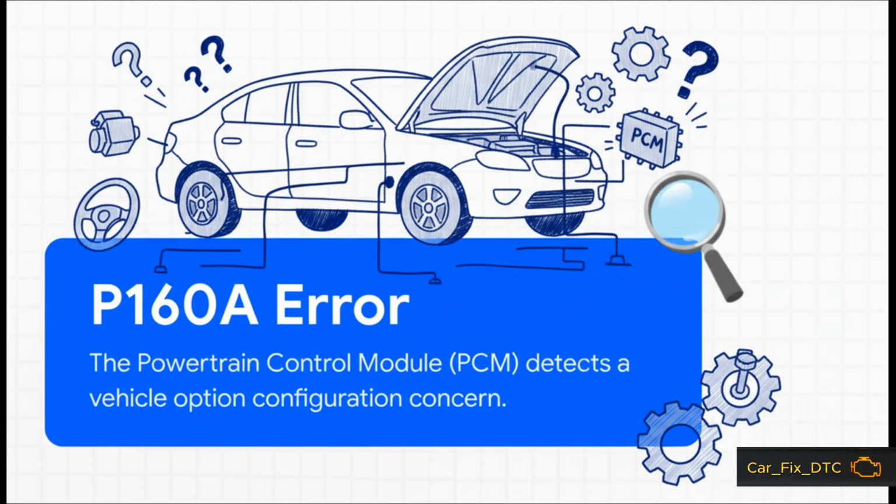The P160A code means your powertrain control module, or PCM, which is basically your car's central computer, has found a mismatch. It's sensing a problem with the vehicle's options settings. In plain English, it's not recognizing the car's setup correctly. Something just isn't adding up.